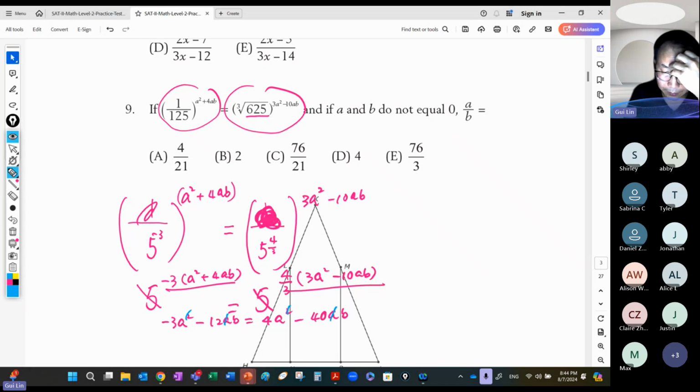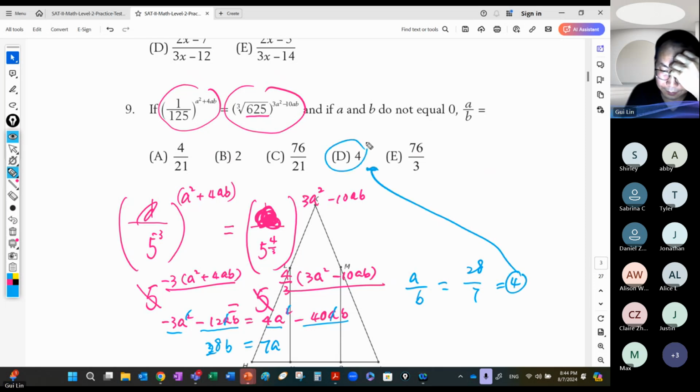Combine like terms. So here it becomes 7a. We move these two together. You have negative 40b, so it became 28b, right? So a over b equals 28 over 7 equals 4. Ta-da! We got it. Does it make sense? It looks complicated, right? But it's not so complicated.